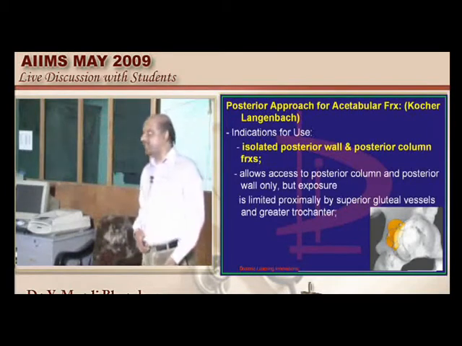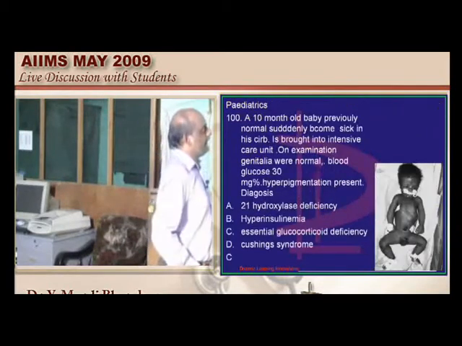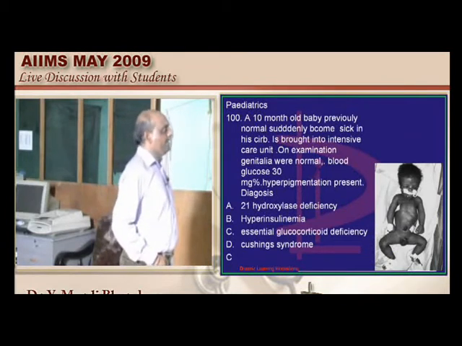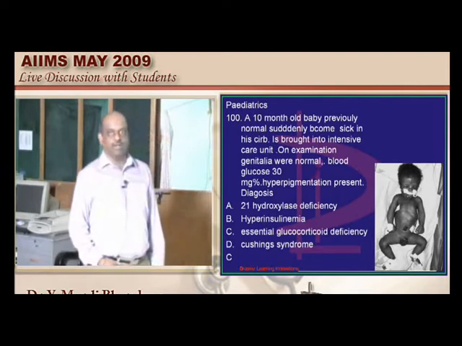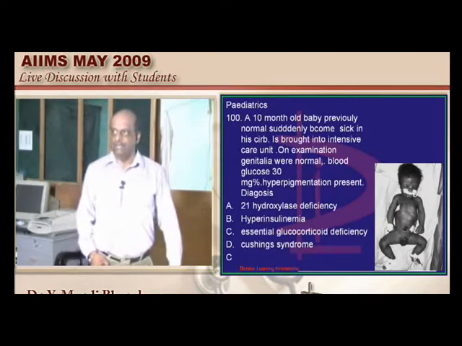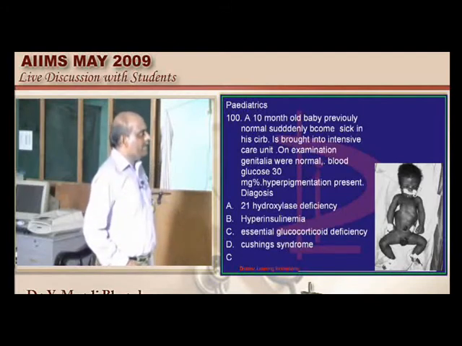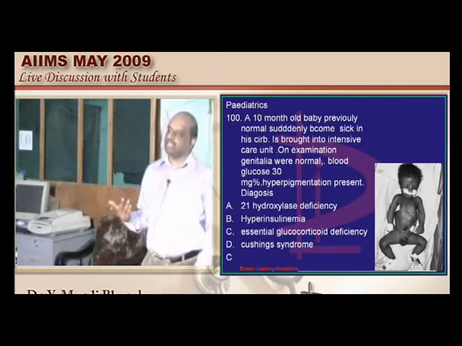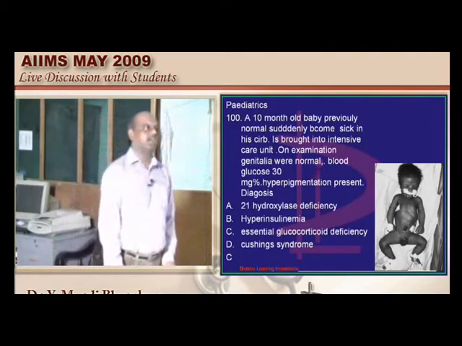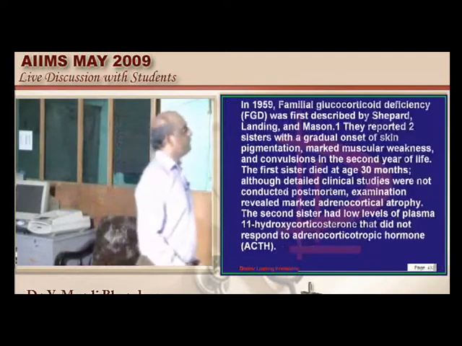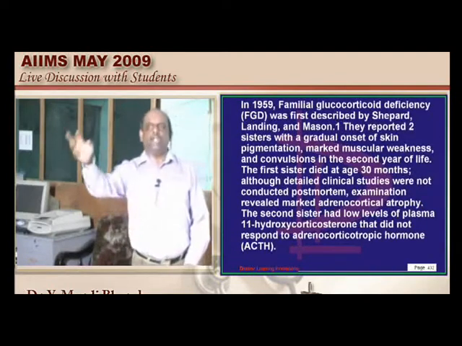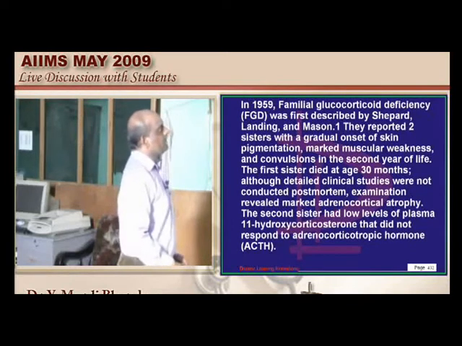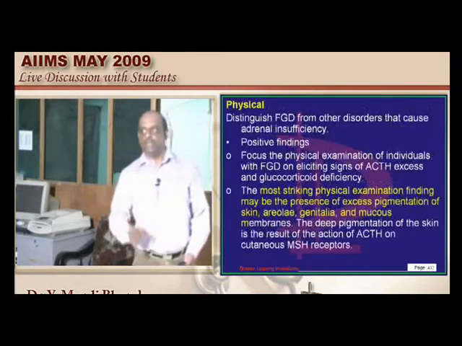Now this is a very interesting question. A 10 months old baby like this, who was previously normal, suddenly became sick, and all the other examinations are normal except hypoglycemia is there with him, and there is a hyperpigmentation classically. What is your diagnosis? This is a never seen, never asked question in exam. 20% of paper will be like this. So we need to know familial glucocorticoid deficiency is a diagnosis and a syndrome in itself, which classically will have this kind of a story.